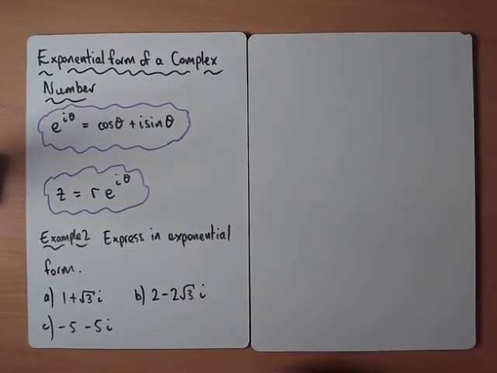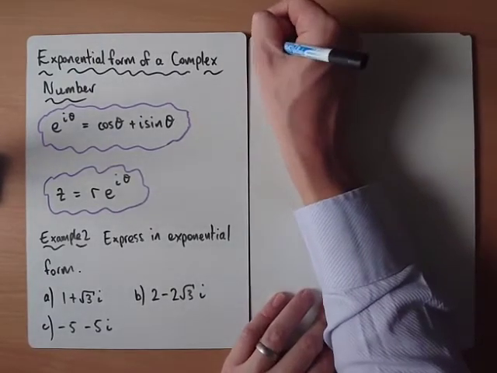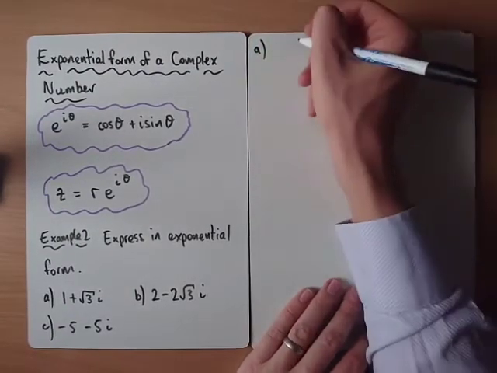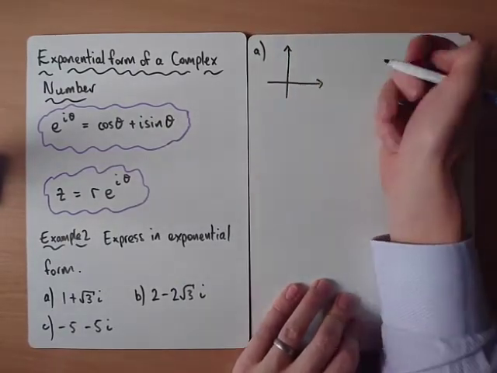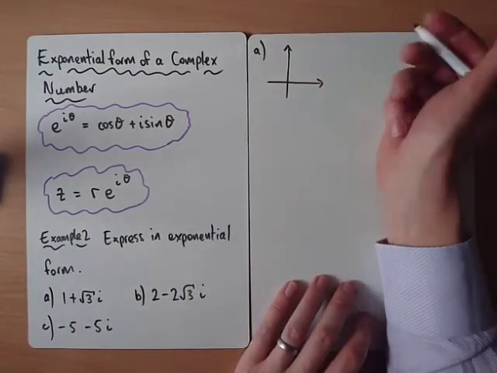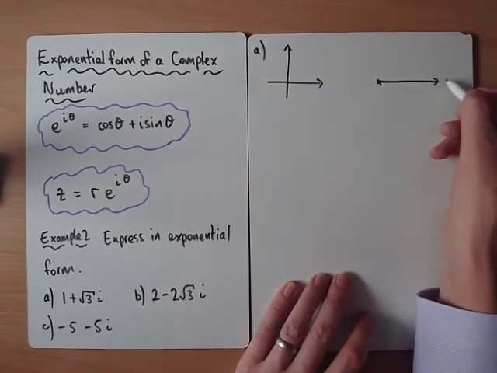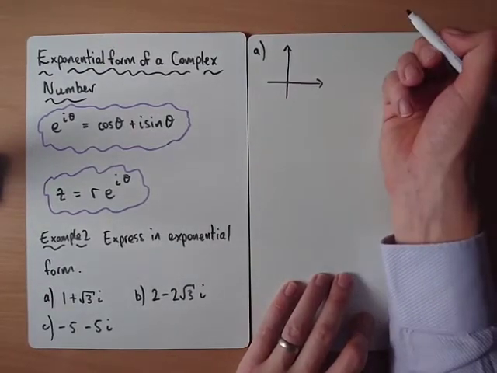Okay, so let's try example 2. It says express in exponential form, and we've got a couple of complex numbers. You definitely want to draw a sketch while you're doing this. You can draw a full axis if you want, because that's your real axis, that's your imaginary axis, or you could just draw an initial line like this if you're thinking about it in polar. I suppose I'm going to use a real and imaginary axis.